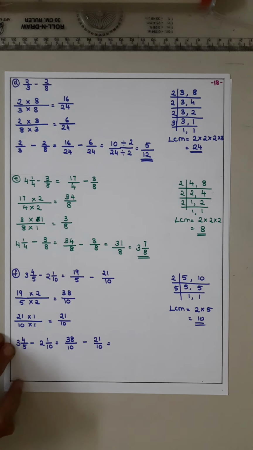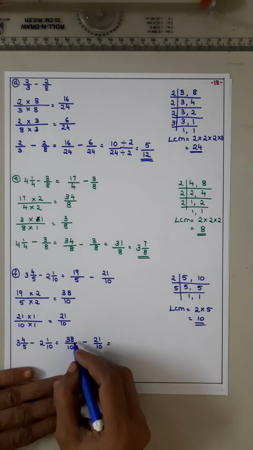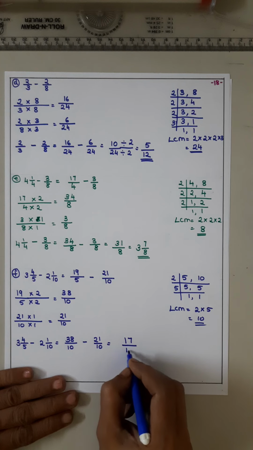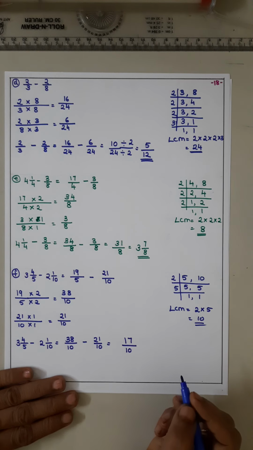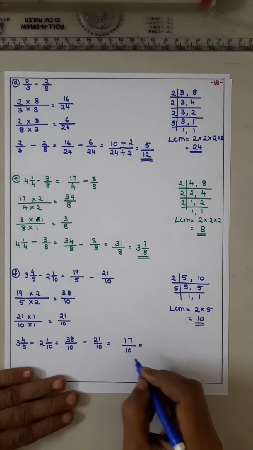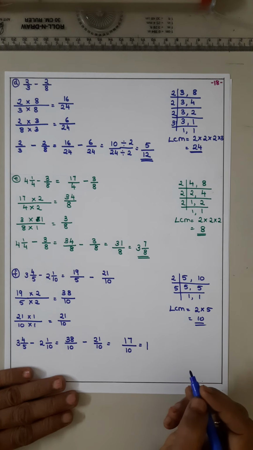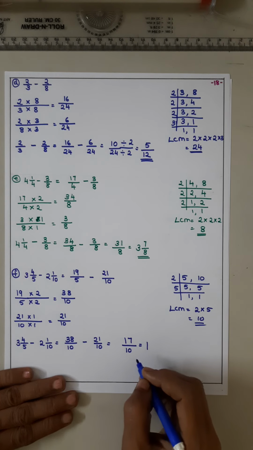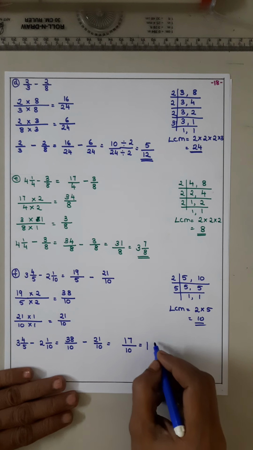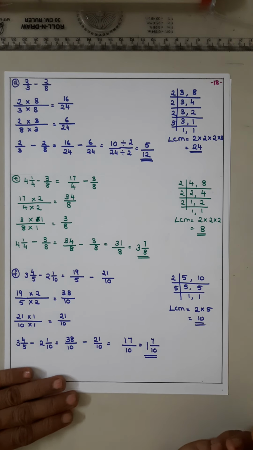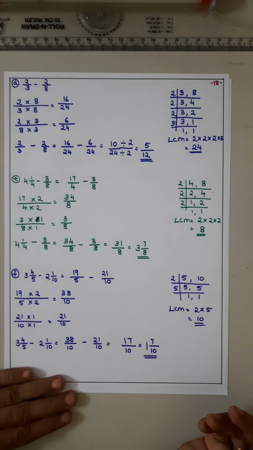Isn't it? Now subtract 8 minus 1. 7. 3 minus 2. 1 upon 10. Which type of fraction is it? It is an improper. So 10 1s are 10. 10 2s are 20. So you will be putting only 1s. 10 1s are 10. How much is remaining? 7 by 10. This is a final answer.